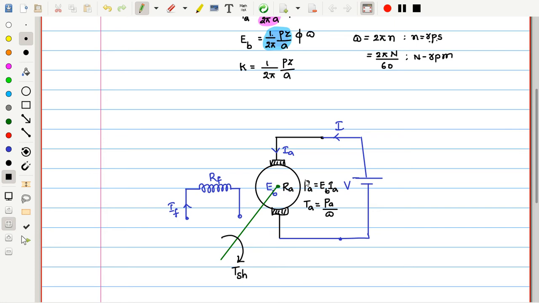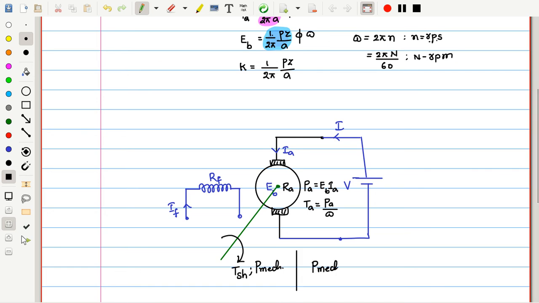Why? Because from here to here there will be a certain mechanical system involved, with bearing and rotational losses or stray losses. So here, the amount of power available is what? The mechanical power. So how much is the mechanical power?